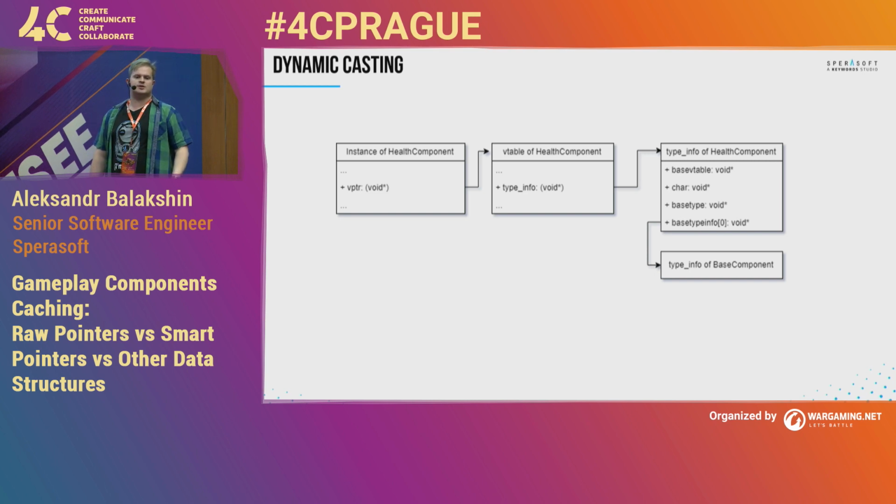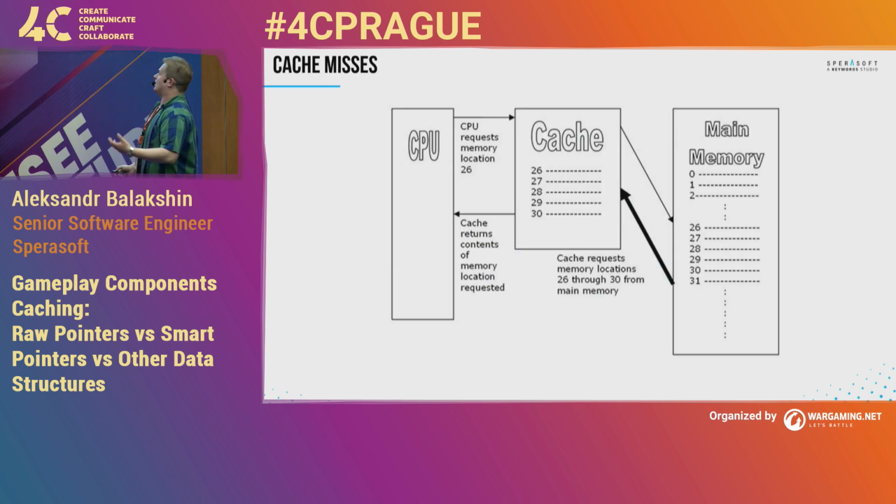Is anyone familiar with cache misses? Okay, so for those who are not familiar, here's the current approach, well, a very rough approach of how the CPU works with memory. Usually, the CPU gets data from cache memory, from the data cache, which is the closest one, then puts it into the registers and processes it.